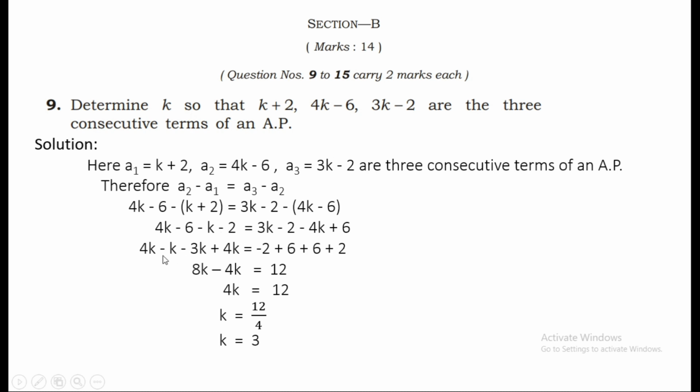Then what did I do? I added these two. 4k plus 4k is 8k, and minus k minus 3k is minus 4k, equals 12. Why 12? Because 6 plus 6 is 12. 12 plus 2 is 14. 14 minus 2 is 12. Okay, then 8k minus 4k is 4k, equals 12. So from here k equals 12 by 4. So k equals 3. Complete it like this, directly 2 marks.